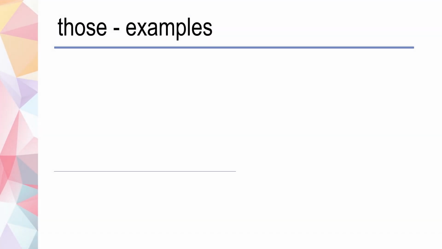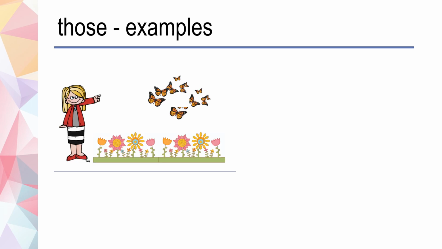Finally, let's look at some examples using the word those. There's a pretty lady in the picture, I guess she's pointing at the beautiful butterflies which are fluttering quite far from her, and she might be saying, "Those butterflies are lovely."